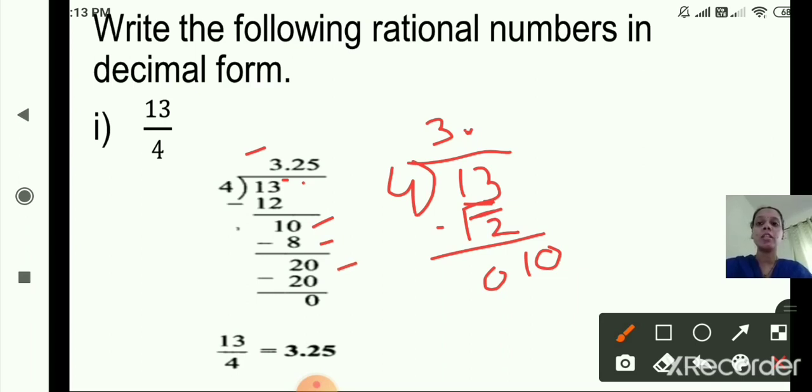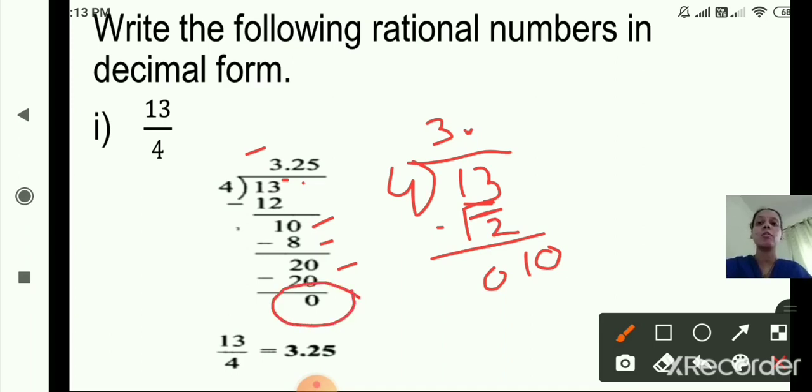So we'll add a 0. Now again you will not put the decimal point. Only once you will put the decimal point. Now here it is 20. So how will we divide 20 by 4? 4 5s are 20. So what is there in the remainder? It is 0.